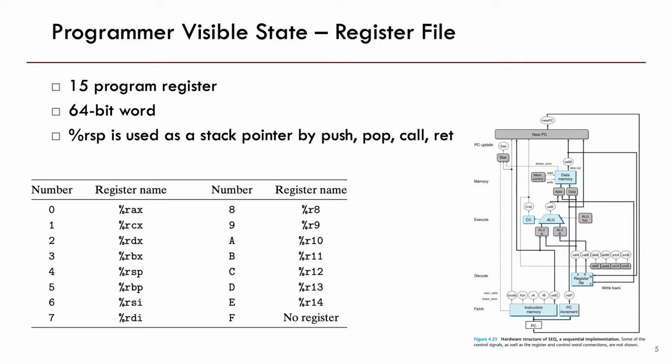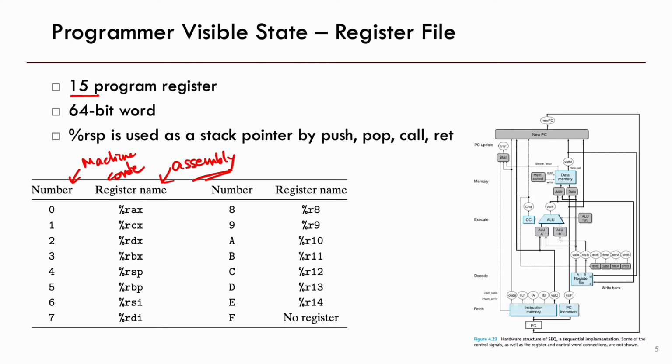The next state is the register file, and it is a set of registers. And here we have 15 program registers, and each is named with a human-friendly name, which we use in assembly code. And here it also has a machine-friendly name, which is just an integer number, and we will use this for machine code.